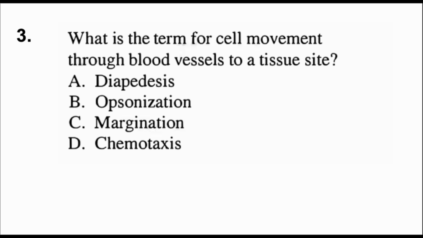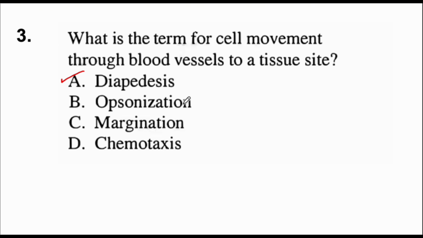What is the term for cell movement through blood vessels to the tissue site? A. Diapedesis. B. Opsonization. C. Margination. D. Chemotaxis. Correct answer is A. Diapedesis is the specific term for the process where a leukocyte actively squeezes between the endothelial cells that line a blood vessel's wall to exit the bloodstream and enter the surrounding tissue.